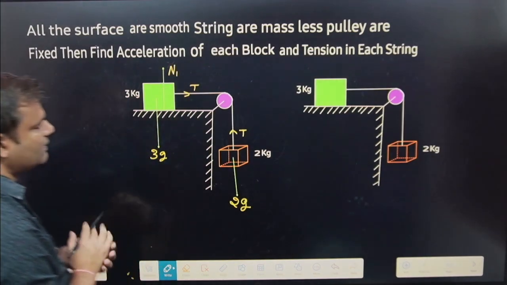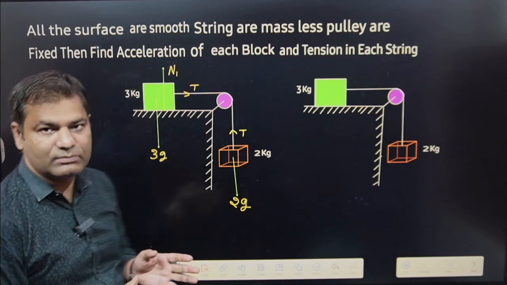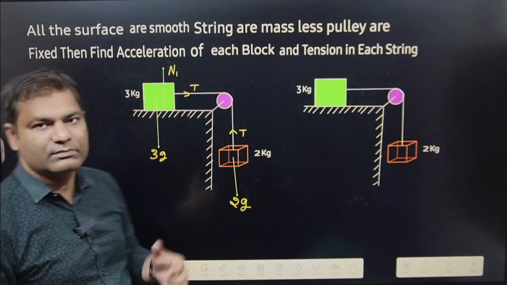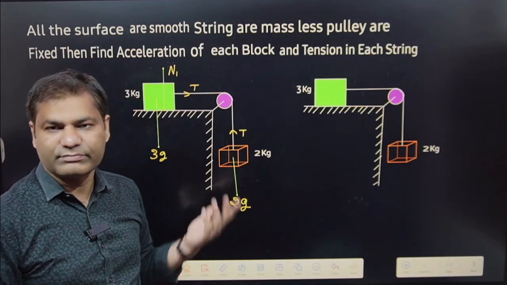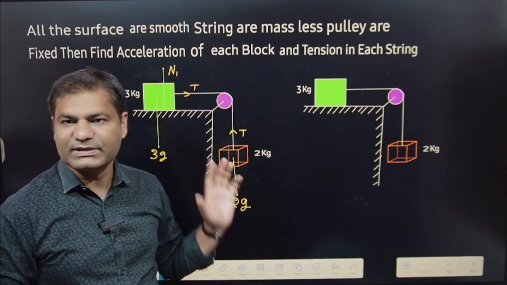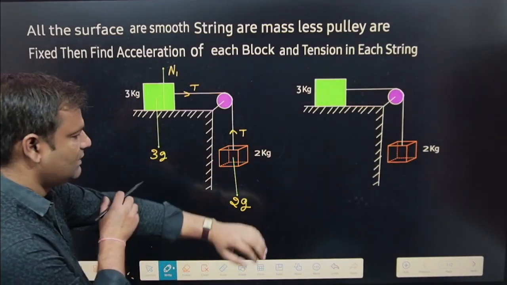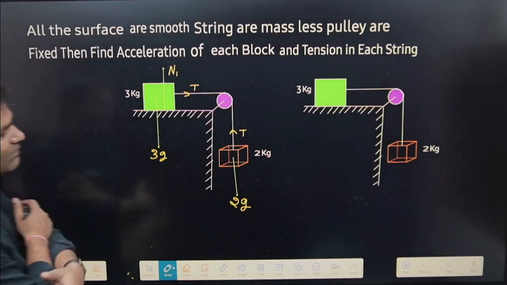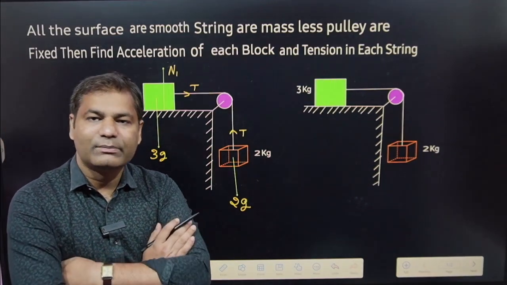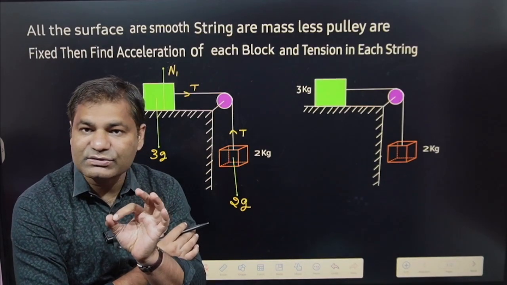This is the free body diagram. This is a smooth surface, that's why, what about friction? Friction is 0, so that's why frictional force is not represented here. If anyone asks about frictional force, it is always 0, because that surface is smooth.